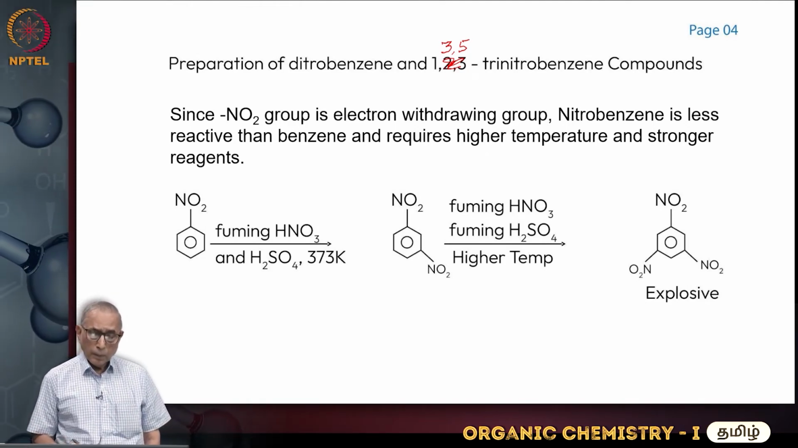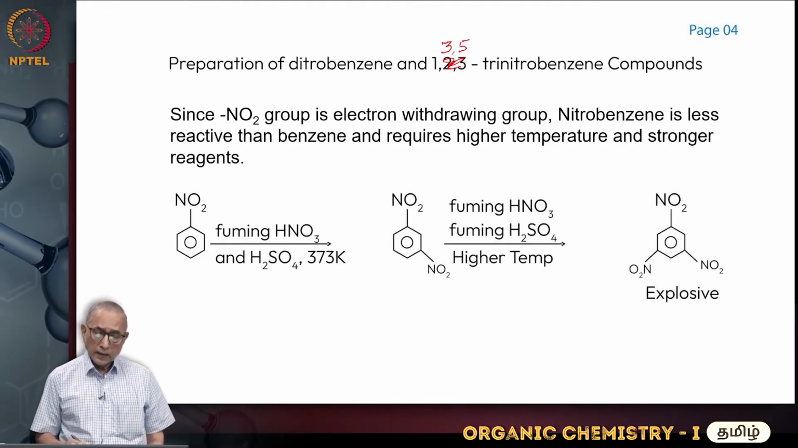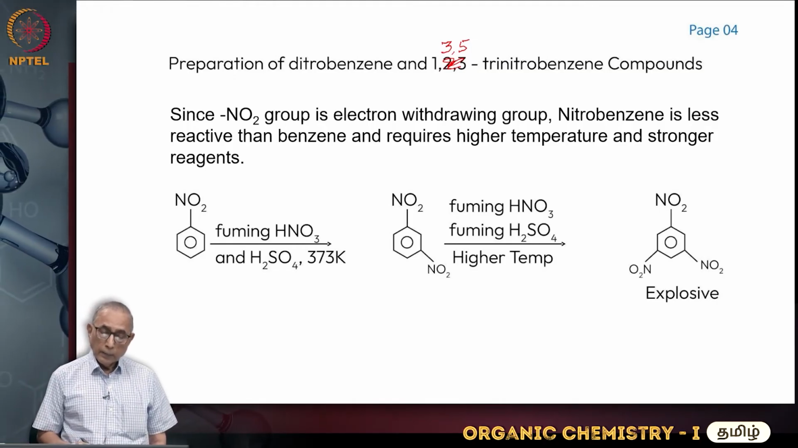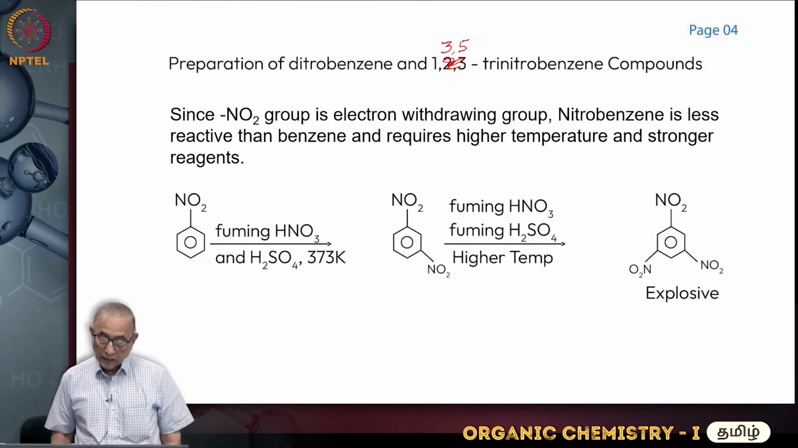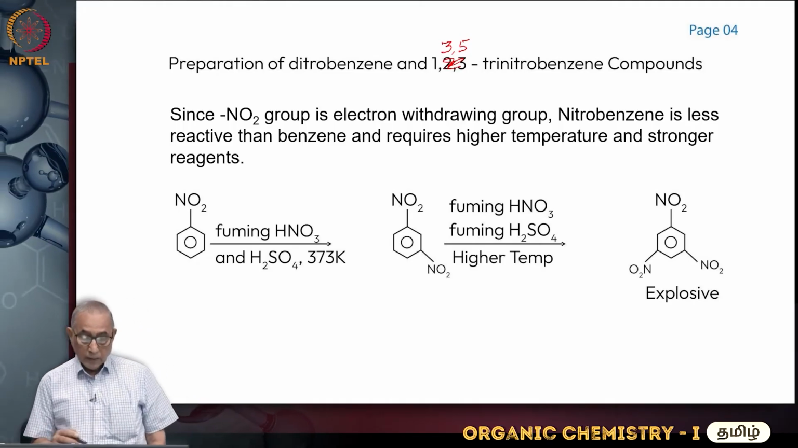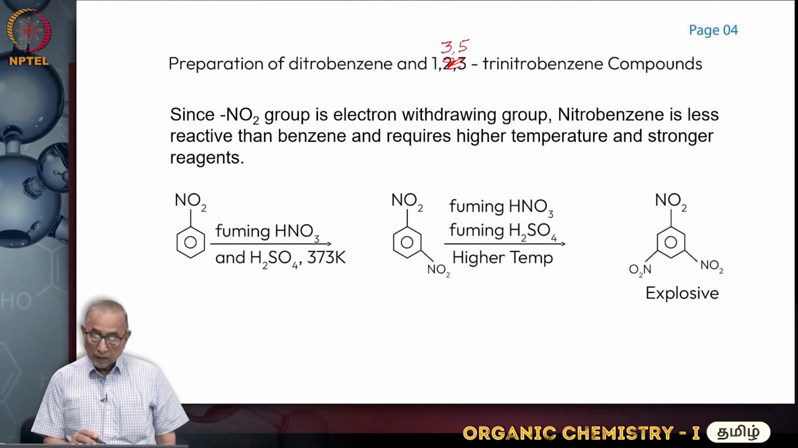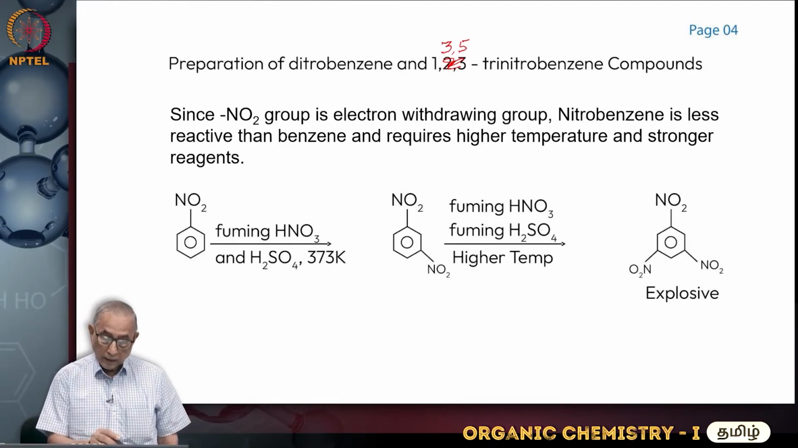If you add another nitro group, the reaction is very difficult. To do that, a higher concentration of the nitrating agent is required. So, instead of nitric acid alone, you need fuming nitric acid.